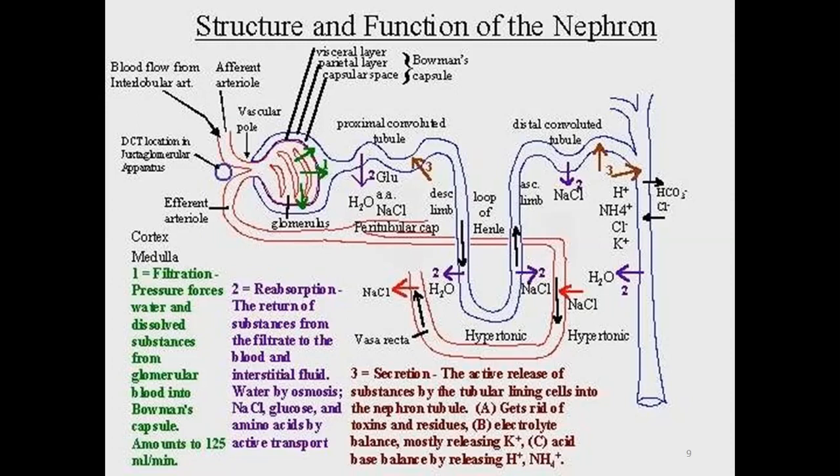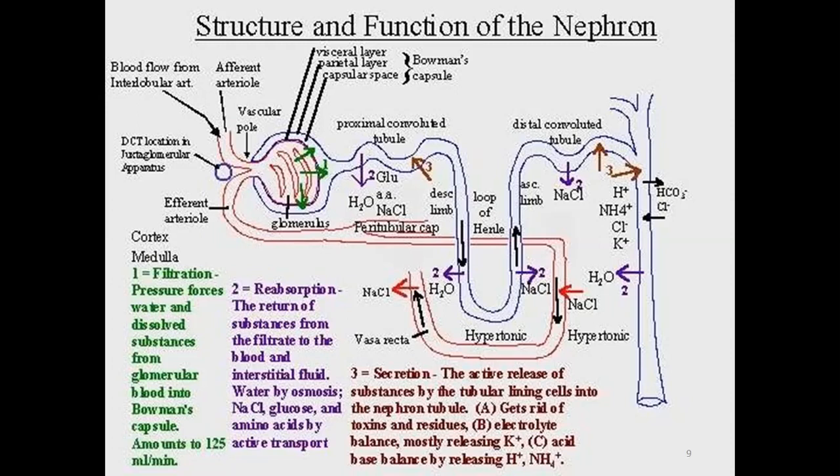Also, secretion occurs, the active release of substances by tubular lining cells into the nephron tubule, and gets rid of toxic substances like urea and creatinine. For electrolyte balance, it mostly releases potassium. It also maintains the acid base balance by releasing H plus and ammonium ions.